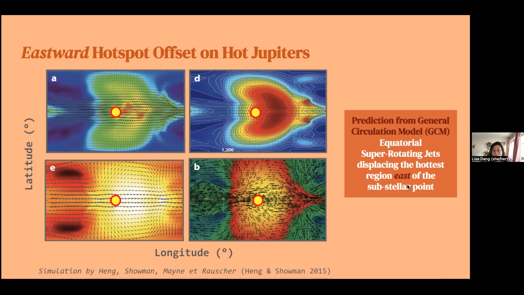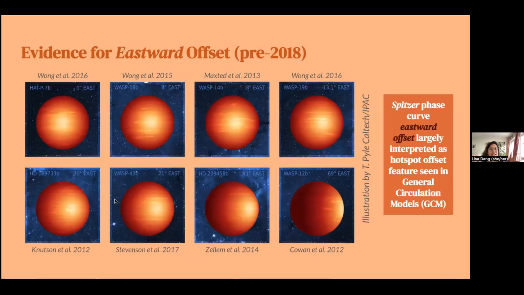One thing that is very particular about these models is that all of these simulations also predict a strong equatorial super-rotating jet that is causing the planet's hottest region to be shifted from the substellar point to the east. That is represented by the yellow dot. And so the first few published Spitzer phase curves, and these are the corresponding thermal maps illustrated here, all seemed to exhibit some kind of eastward offset or an offset consistent with 0, as predicted. And this was largely interpreted as evidence for the feature that we saw in the simulations on the other slide.